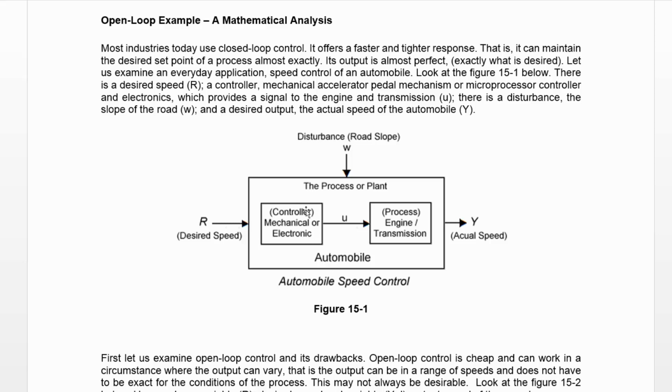It has a controller that could be mechanical or electronic. It also has a process, which is the engine and transmission, that uses energy to transfer this energy out to do work. And our output is Y. In this case, R is our set point, desired speed. U is the manipulated variable, which is the output of the controller that goes to the plant. And we have the process plant. Then the engine transmission does work and puts out an output, which is the actual speed.